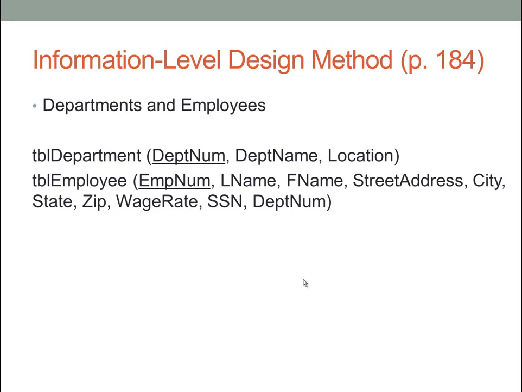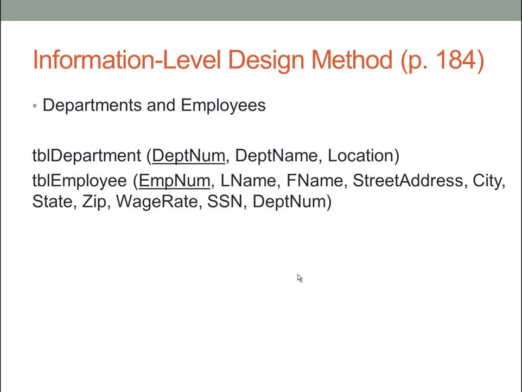And the employee would need a table. Again, employee number is underlined, so that's my primary key. And I'm going to keep track of the employee's last name, first name, street address, city, state, zip, their wage rate, their social security number, and their department number.